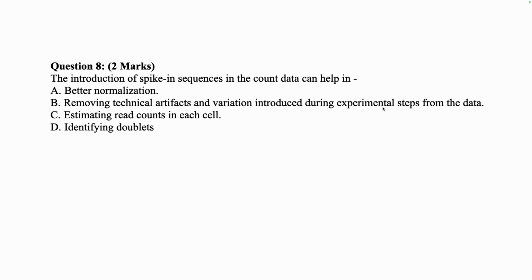So we know what variation we are adding. It will help us with better normalization, because we already know this is how much we have added, so the difference is coming from the biological variations, and then we are removing the technical artifacts and variation introduced during experimental setups from our data.